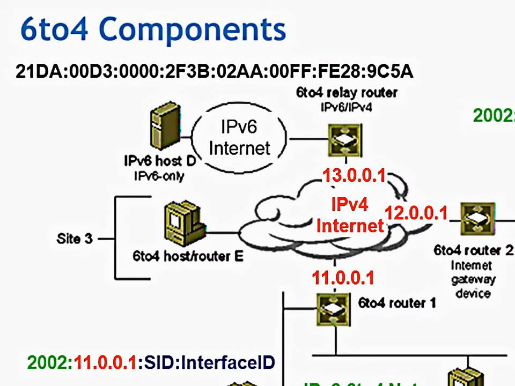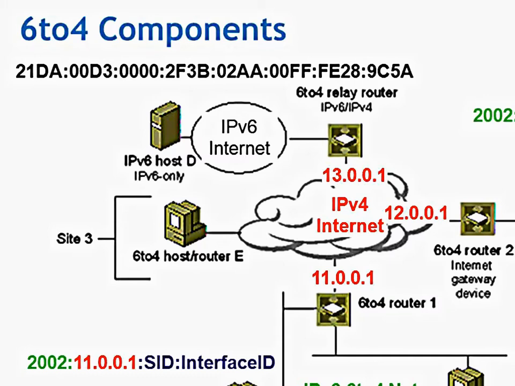Now in this example, 13.0.0.1 is actually a 6-to-4 relay router. And a 6-to-4 relay router is one that has a link into the IP version 4 global internet and a link into the IP version 6 global internet. So it can relay 6-to-4 packets to the IP version 6 internet and vice versa. So again, if the host in site 1 wants to send a packet to a host on the global IP version 6 internet, it would still use its 6-to-4 address as a source, but then it would just use a global IPv6 address as a destination, and the 6-to-4 router 1 would have to know to deliver that to the 6-to-4 relay router 13.0.0.1.